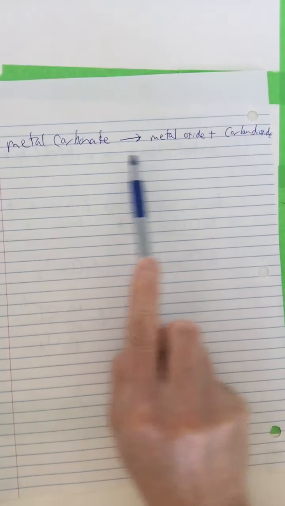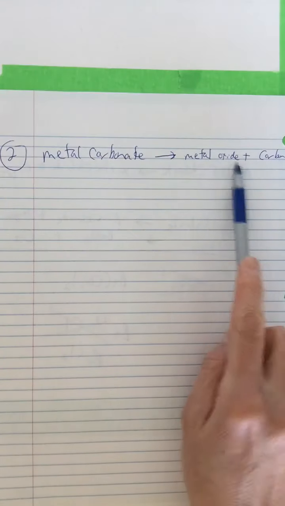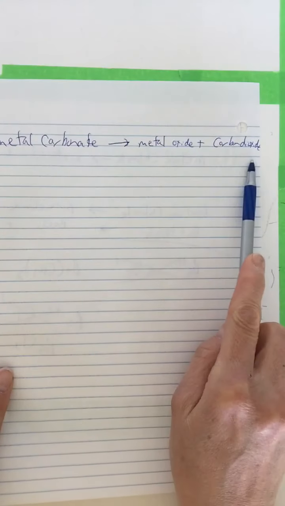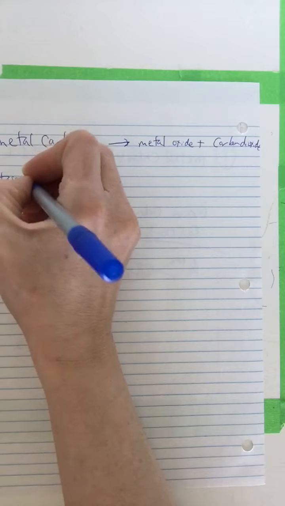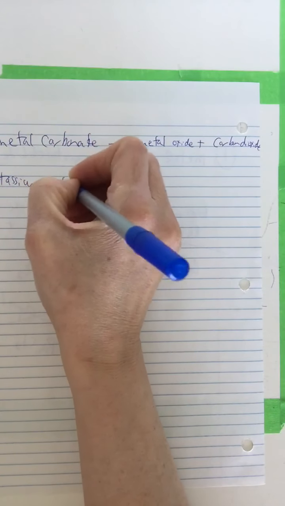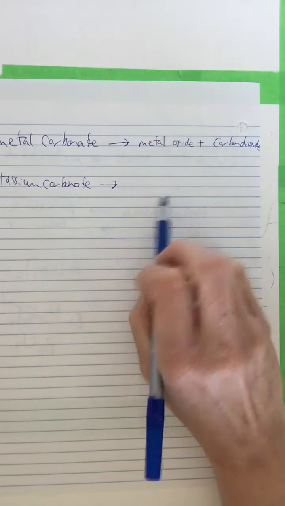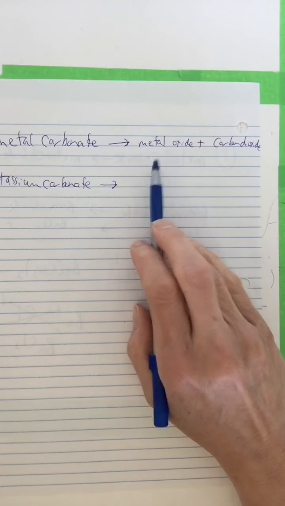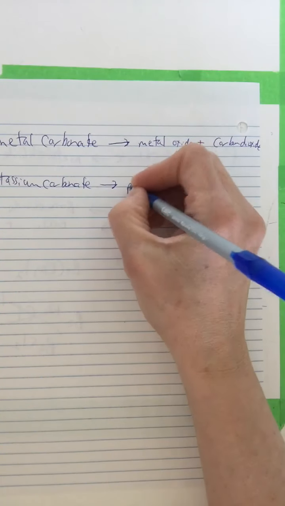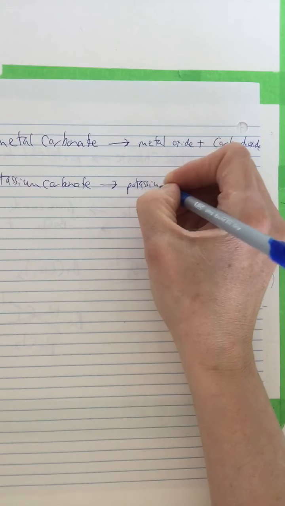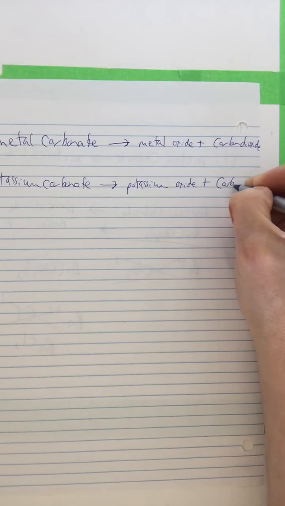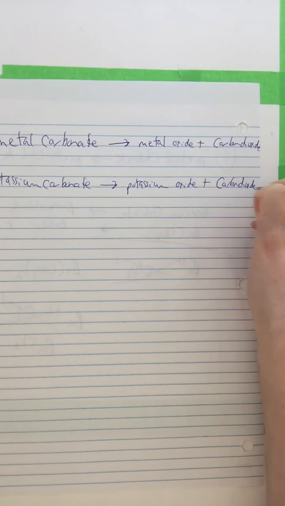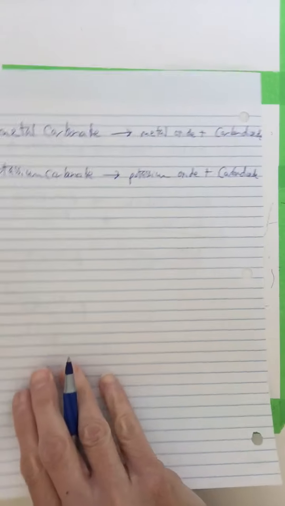That's a rule. So if you have a metal carbonate, this is how it's going to decompose every time. This is how it's going to break up. Let's give an example that they had here. They gave us potassium carbonate, which is going to yield the metal oxide. So we know the metal here is potassium. Potassium oxide plus carbon dioxide. That's the rules.